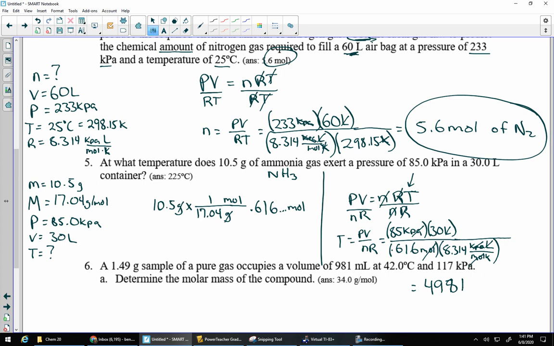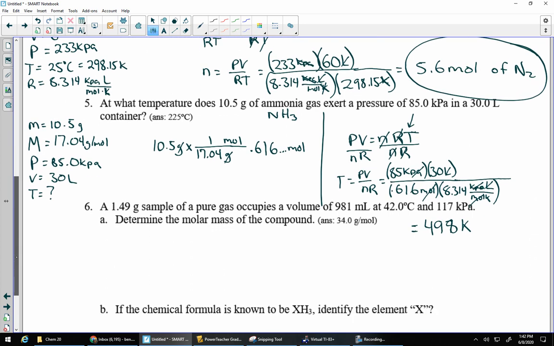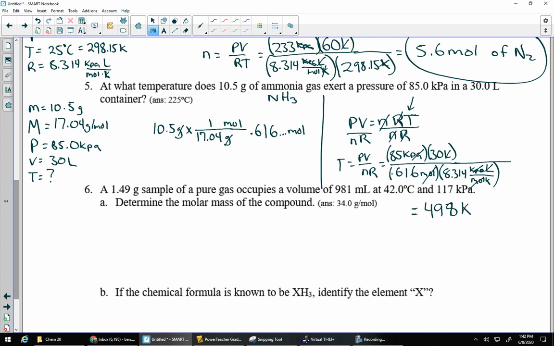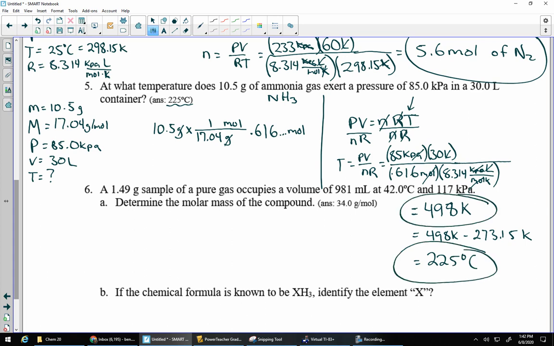498 with rounding Kelvin. Now, the question asks for what temperature. This is a perfectly acceptable temperature for that. The answer key, though, gives us degrees Celsius. So if I wanted this in degrees Celsius, I'd just do 498 minus 273.15 Kelvin. And actually, I wouldn't do 498, I'd do the 497.7. So minus 273.15, just in my calculator, gives me 225 degrees Celsius. So that's an appropriate answer, and that's an appropriate answer.